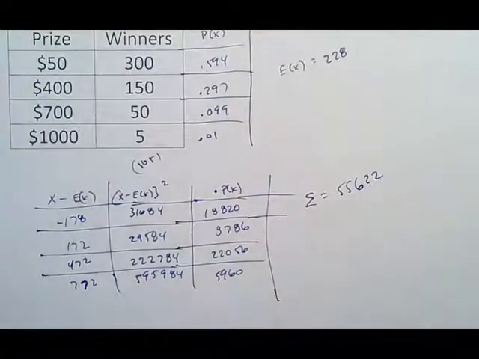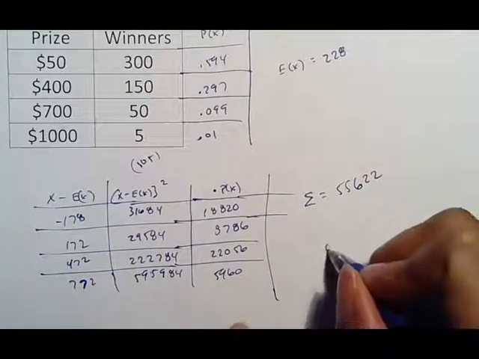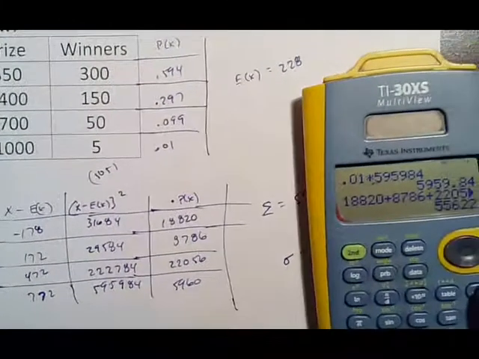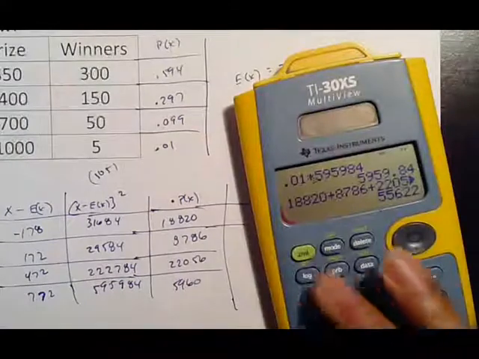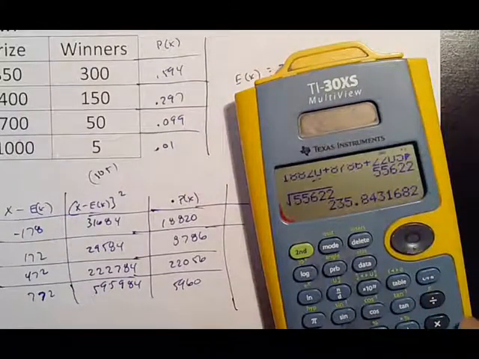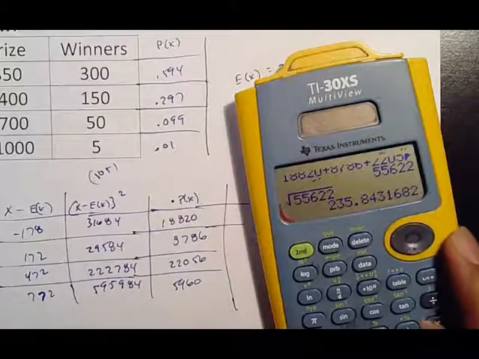And again, we don't want the variance, we want the standard deviation, which means we take the square root of that number, 55,622. Which is 235.8.